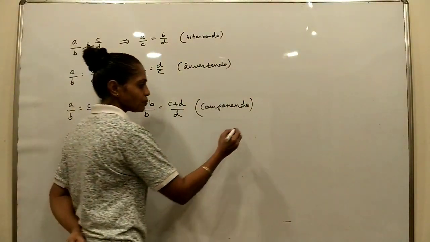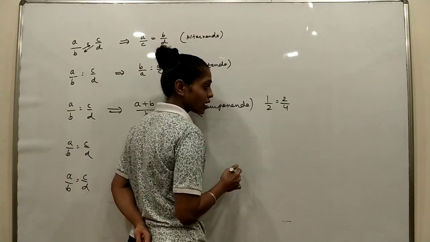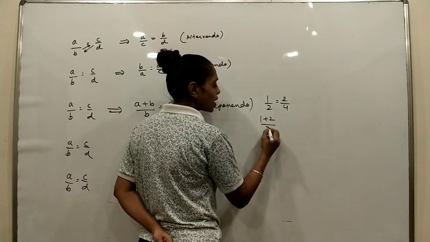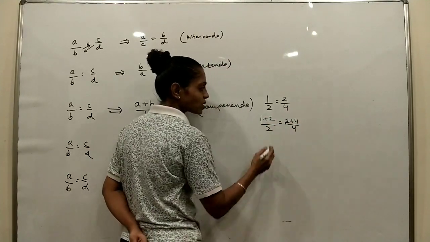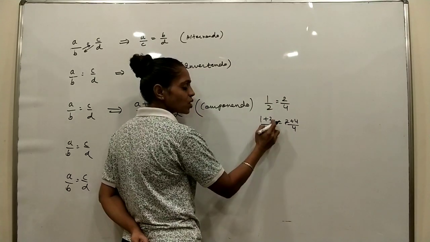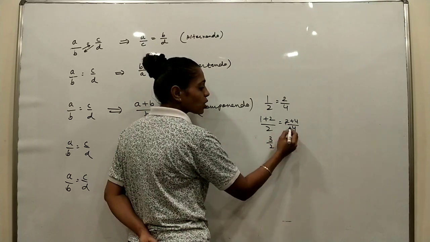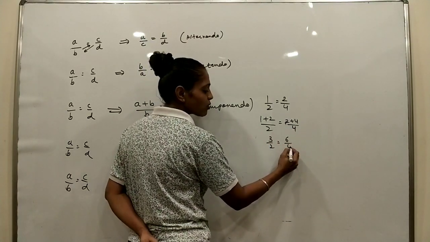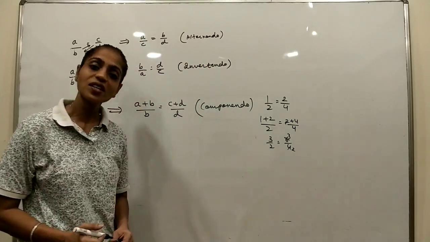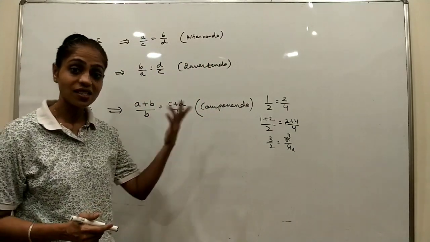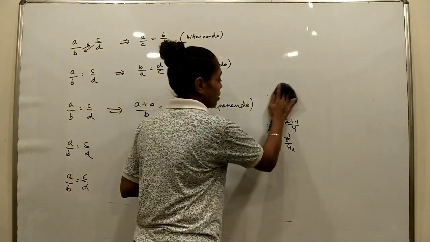For example, 1 upon 2 equal to 2 upon 4. The example of cake. Now 1 plus 2 by 2 equal to 2 plus 4 by 4. Numerator plus denominator. Numerator plus denominator. Yani 3 by 2, and 6 by 4. 6 by 4 is still 3 by 2. The left and right side, the result is same. Got it? LHS is equal to RHS. The result is same. It is known as a componendo.